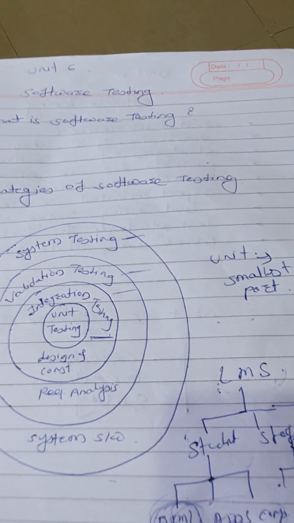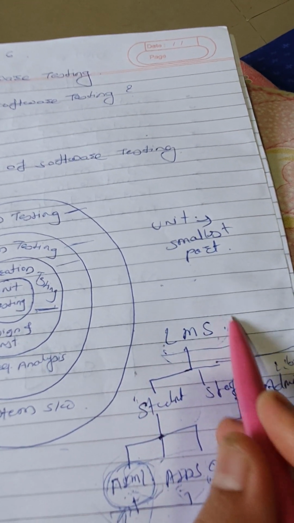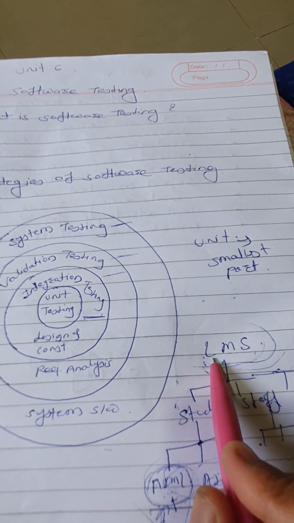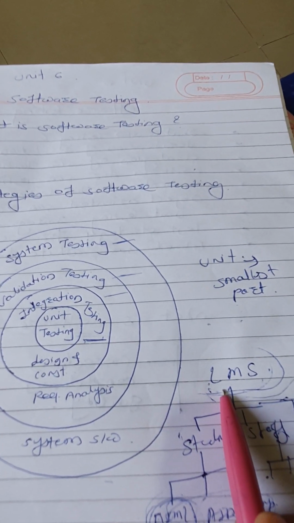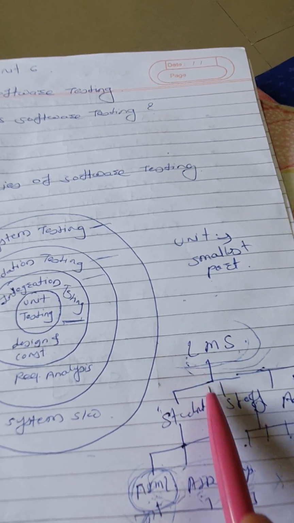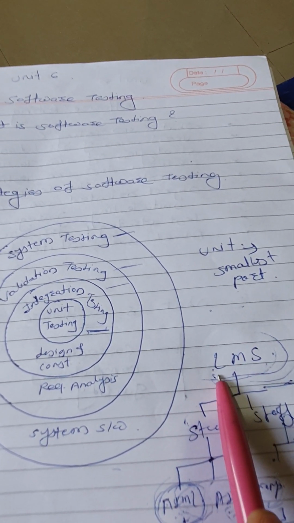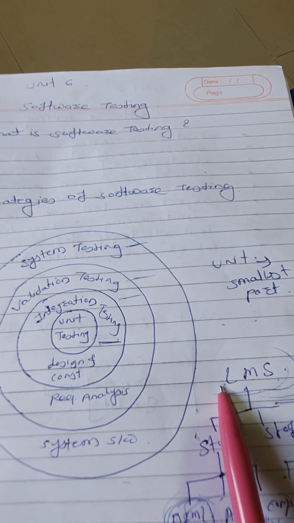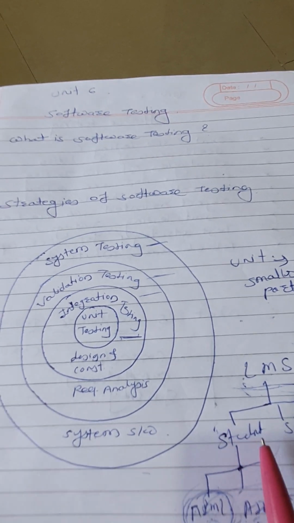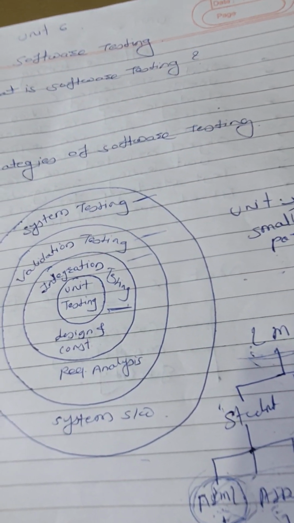Then the last one is system testing. System testing means overall testing. Suppose your system is a library management system. If you want to perform testing directly on the library management system at a time, then such testing is called system testing. Your input is directly the library management system with module, submodule, submodule. What is the input for system testing? Your library management system with its modules and submodules. This is called system testing. These are the phases of testing as well as strategies of software testing.